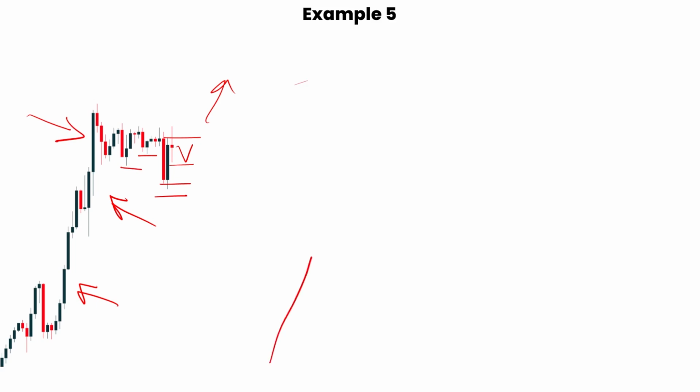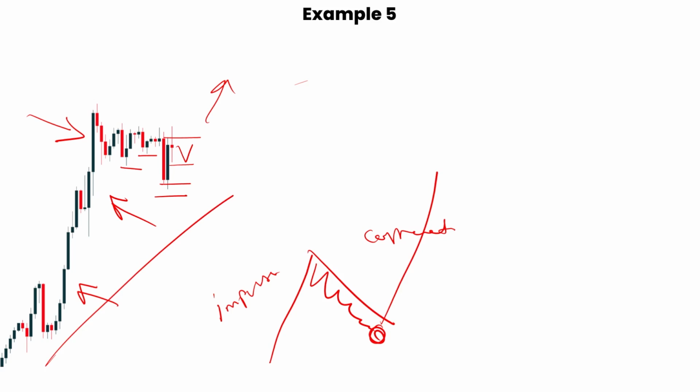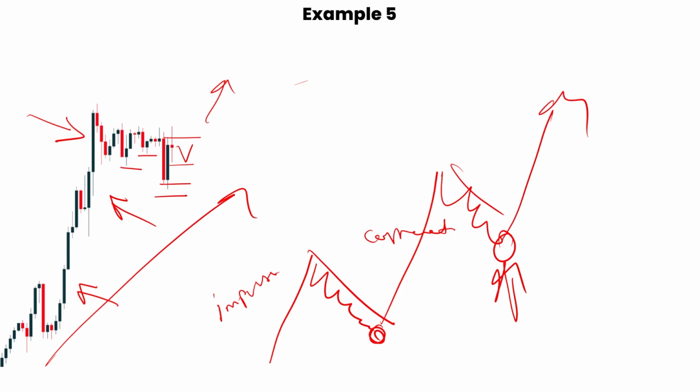Something like this: you have an impulse and then we have a correction around here. You wait for the market to correct and look to enter here. Because we're still in a bullish trend, wait for the market to correct, look to go long around these areas so that the market can shoot to the upside. So that's all. Let's look at how the market behaved.